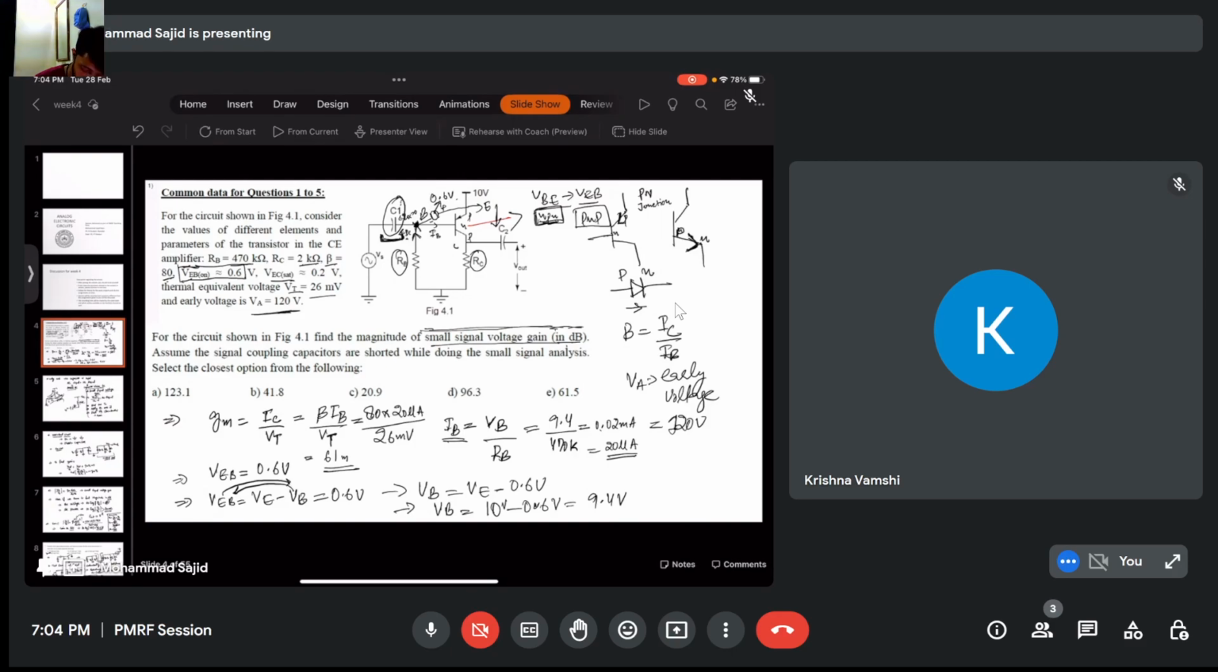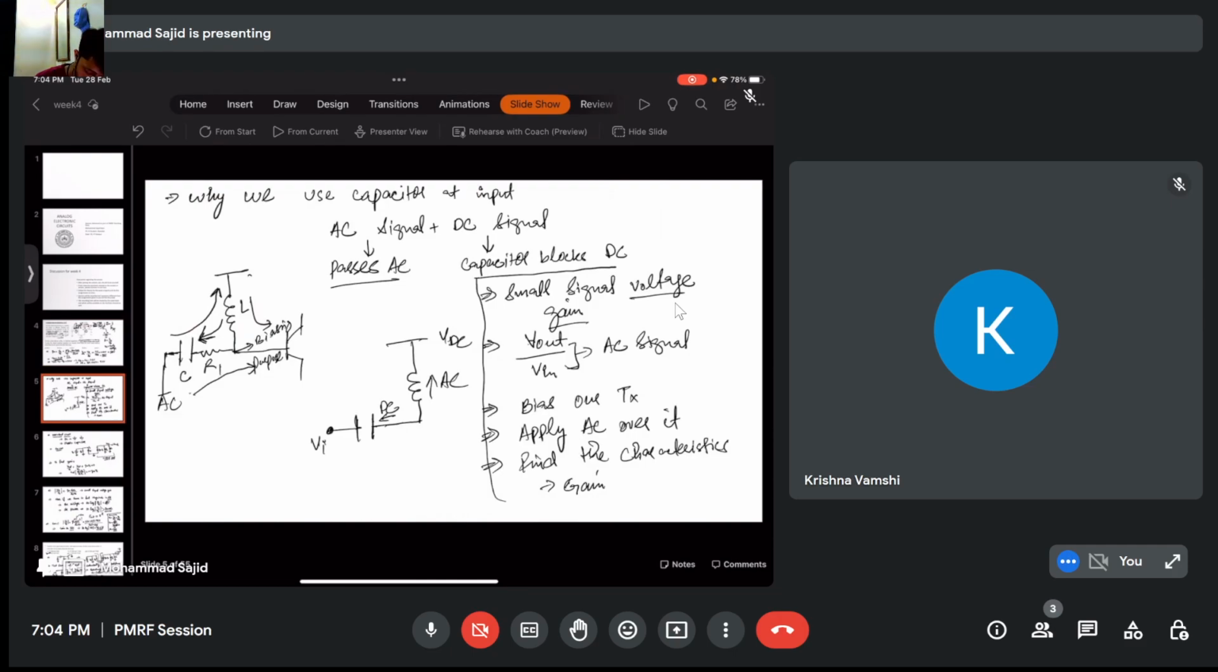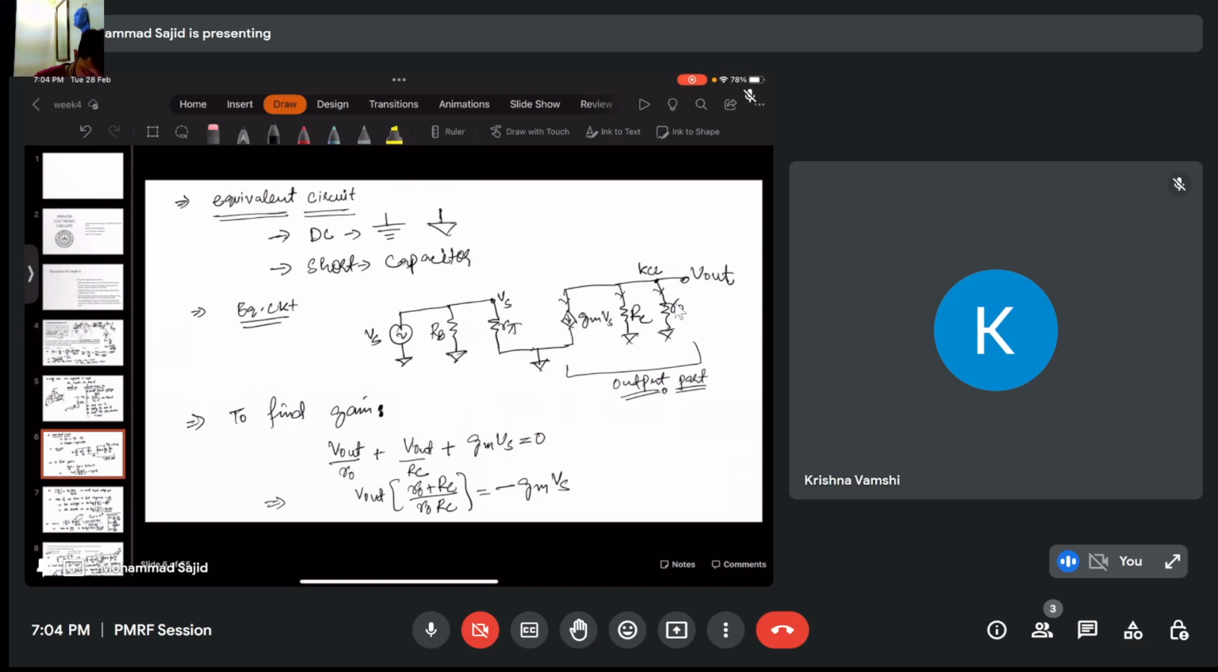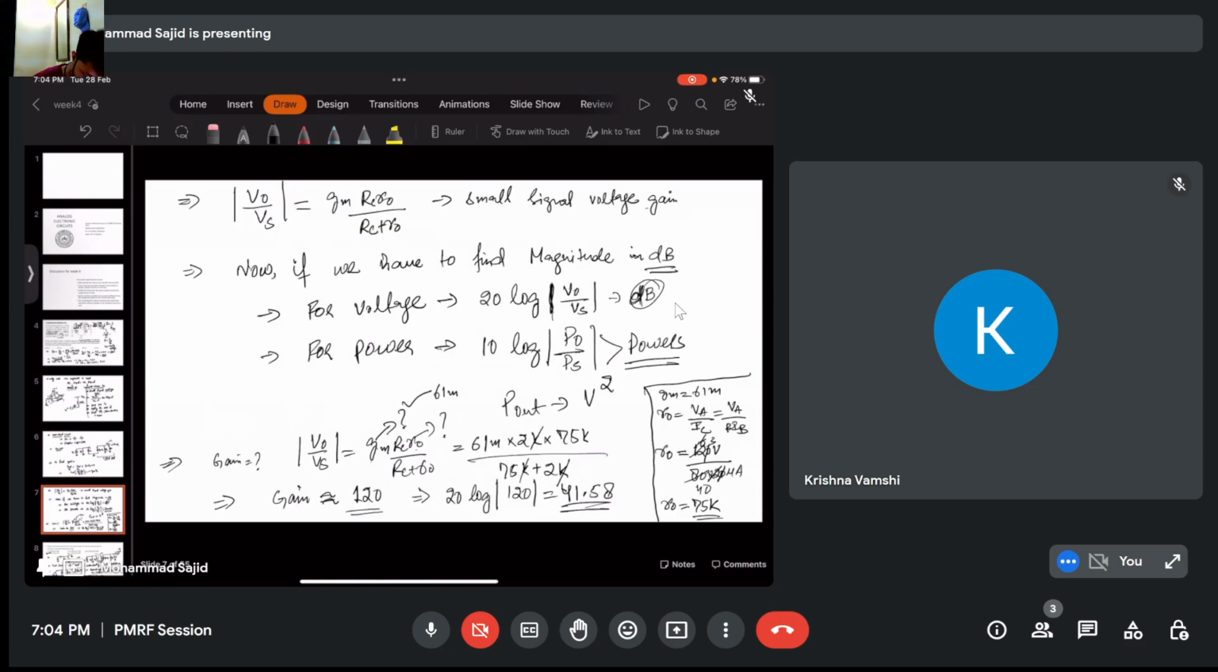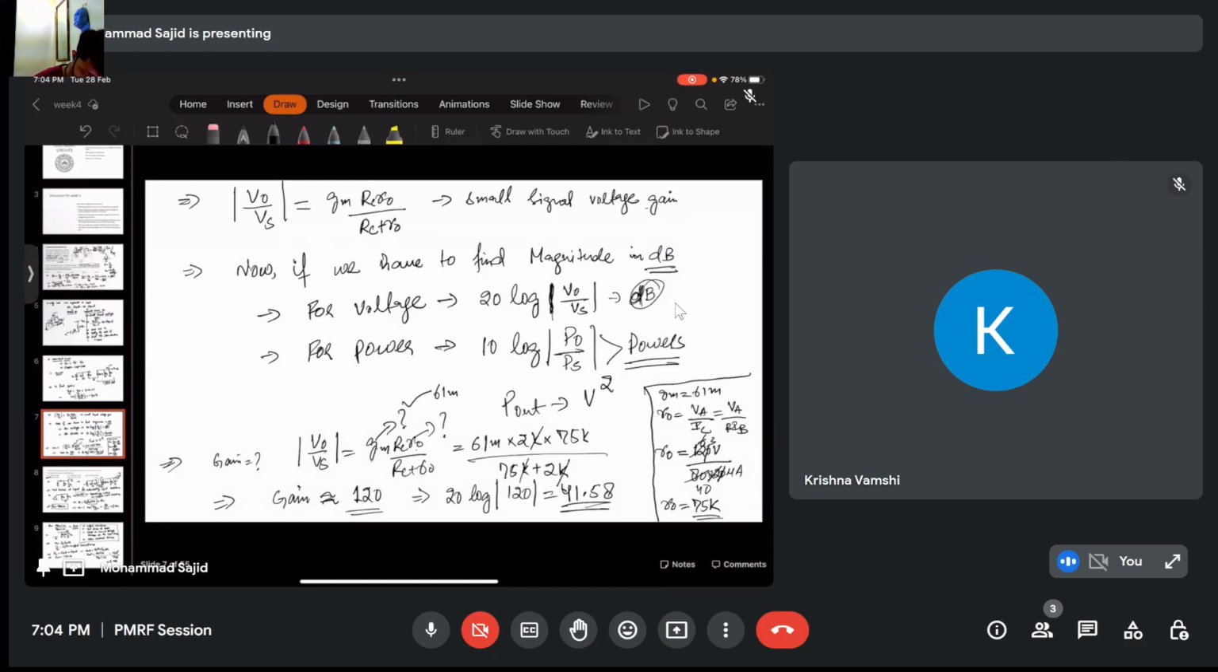And then we found how to find small signal voltage gain. Then we also studied what is the purpose of using capacitor here. Okay, then small signal equivalent circuit, how to draw that and how to find out gain from the circuit. How to use repetition of KCL was provided also. This is the formula, how to calculate your values, how to convert them into dBs. This is how you do it.